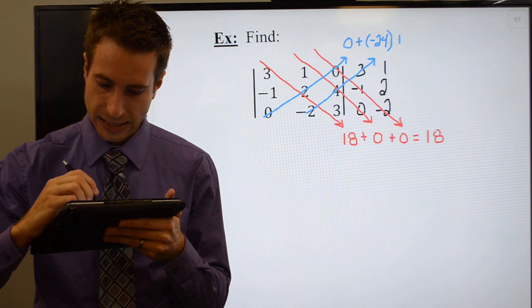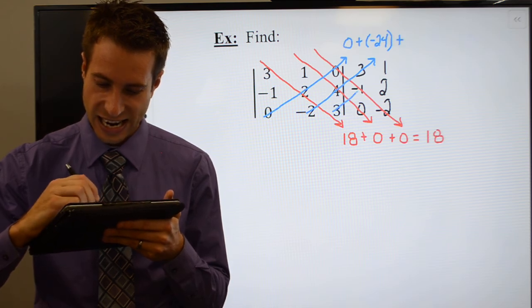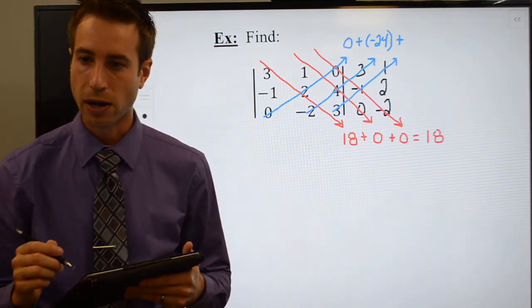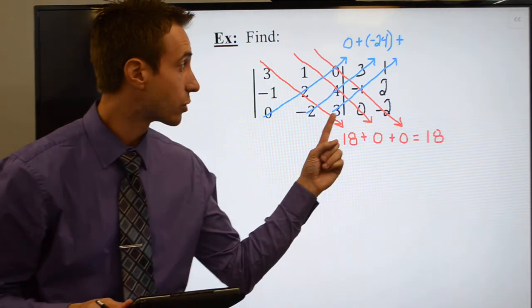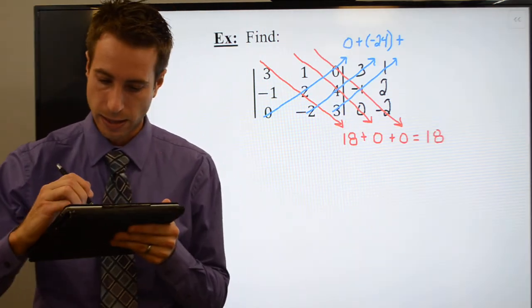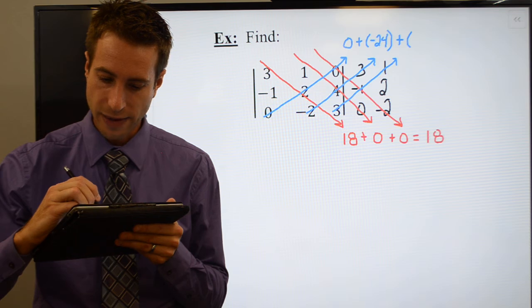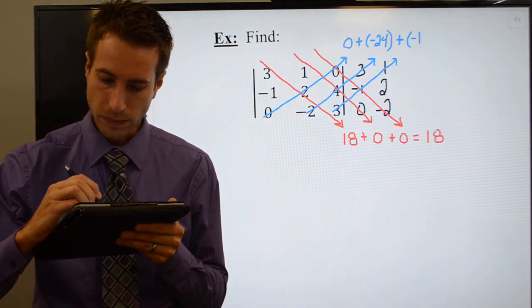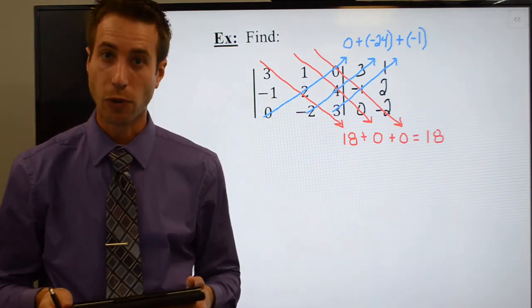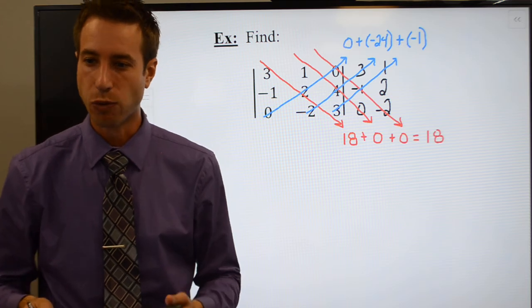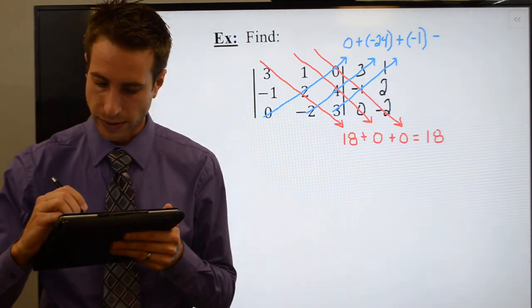And then we're going to add to that. Looks like I'm going to get another negative number. Looks like I'm going to get a negative 1, right? Because 3 times a negative 1 times 1 would be a negative 3. So I've got 0, and I'm subtracting 24, and a negative 1, and I get minus 27.